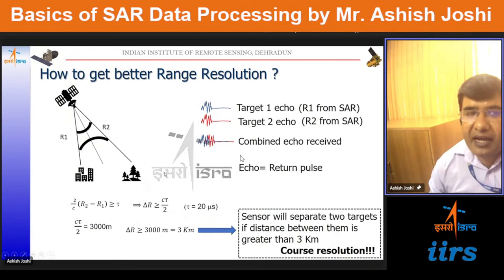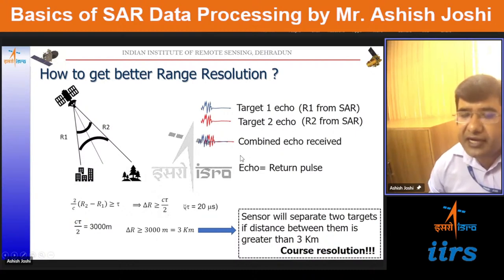So here if we do a simple calculation, if these two targets are there and a combined echo is coming, how do we segregate these two targets separately? The condition is that 2/C (R2 minus R1) should be greater than tau. And after rearranging this equation, we get delta R is greater than C tau by 2.